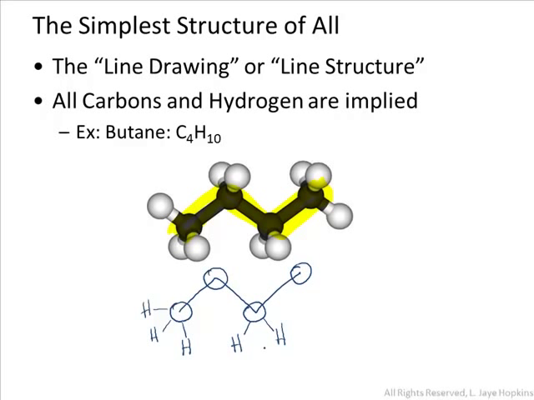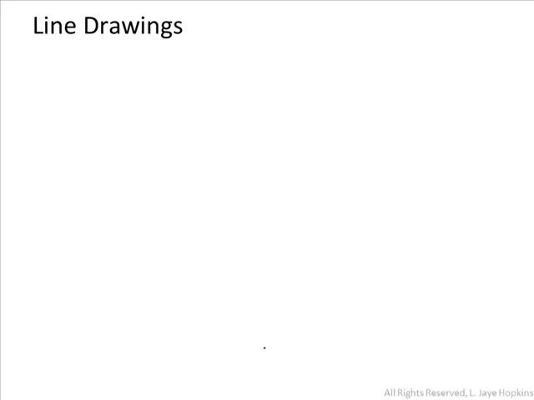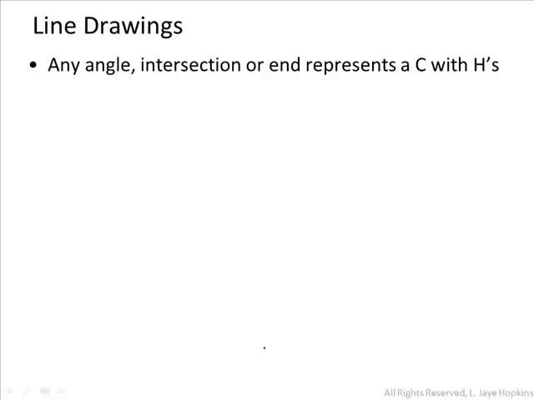Let's look at some of the details of doing these line structures. The biggest thing in understanding line drawings and line structures is to know which parts of a structure imply that a carbon is present and which ones don't. As I mentioned, anywhere that a line starts, stops, or changes direction must symbolize that a carbon is present. So you can think of this as anywhere that you see an angle, anywhere that you see an intersection, or anywhere a line starts or ends.